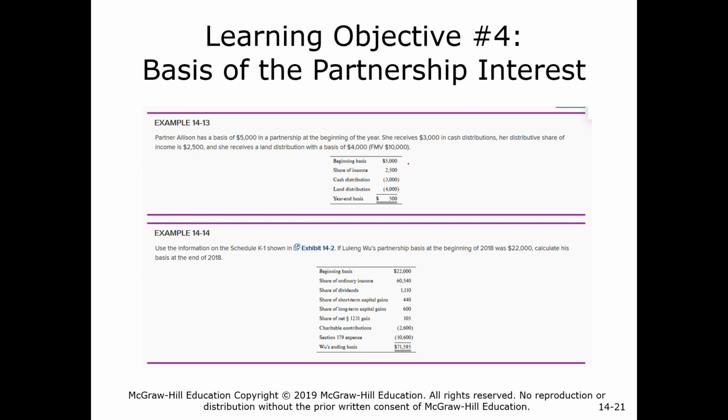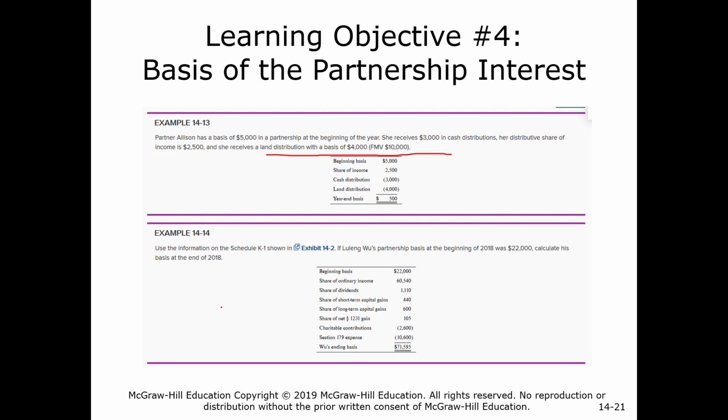So for basis, we add her share of ordinary income. There were no separately stated items. If there were, then we would also include them in this calculation. And then we subtract the distribution. Now note for the property distribution, we are using the adjusted basis, not the fair market value, in calculating the partner's basis. So we ended up with a positive basis, so it did not trigger any gain on the distribution.